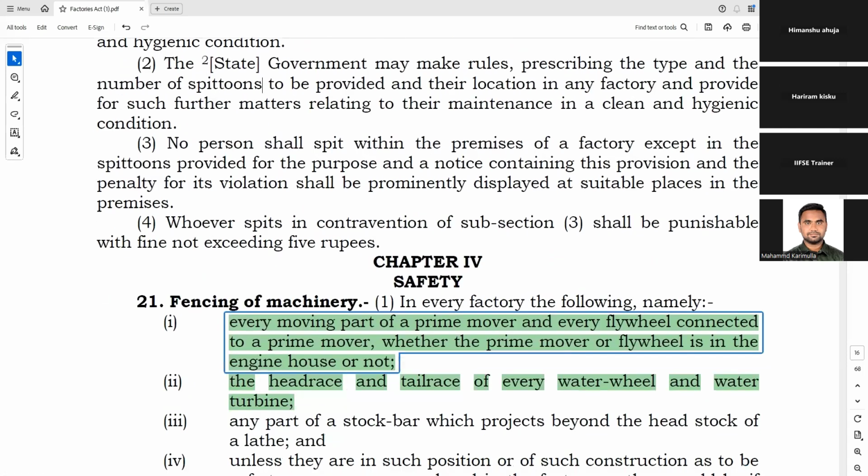And whoever spits in contravention of the rule shall be punishable with a fine not exceeding 5 rupees. See, here there is a penalty also.